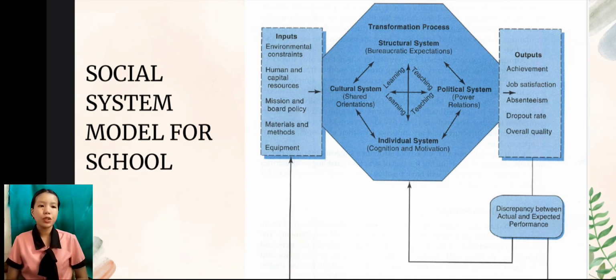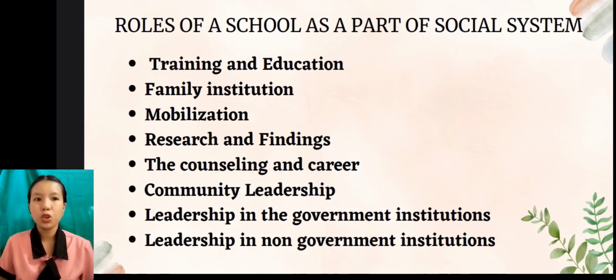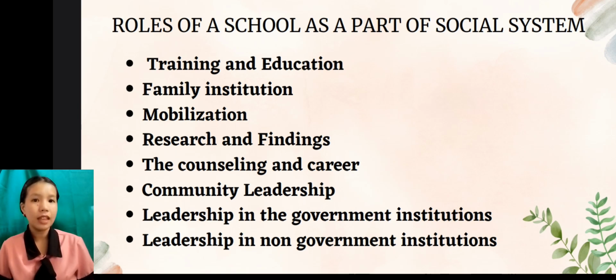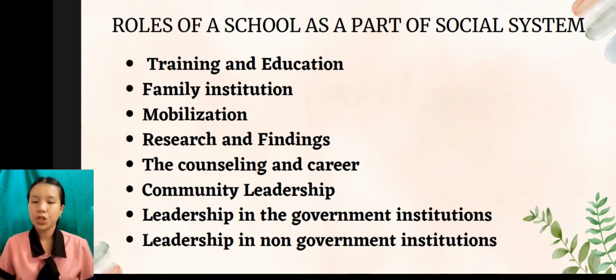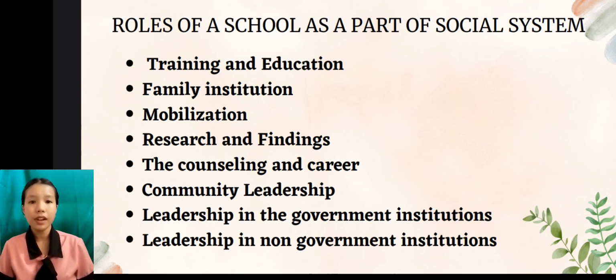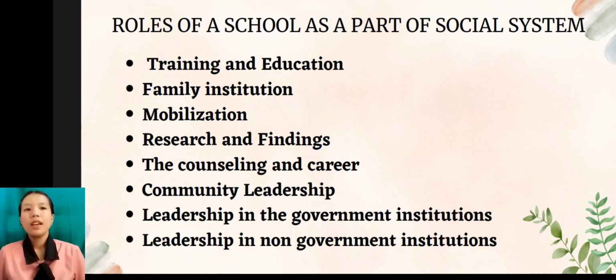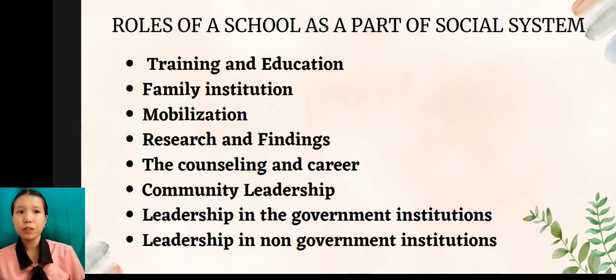The school is structured, which means that the school has its purpose, has a culture, and different systems. Roles of a school as a part of social system: we have training and education, family institution, mobilization, research and findings, counseling and career, community leadership, leadership in the government institution, and leadership in non-government institutions. These are the roles to be played and fulfilled by the school as a part of the social system.